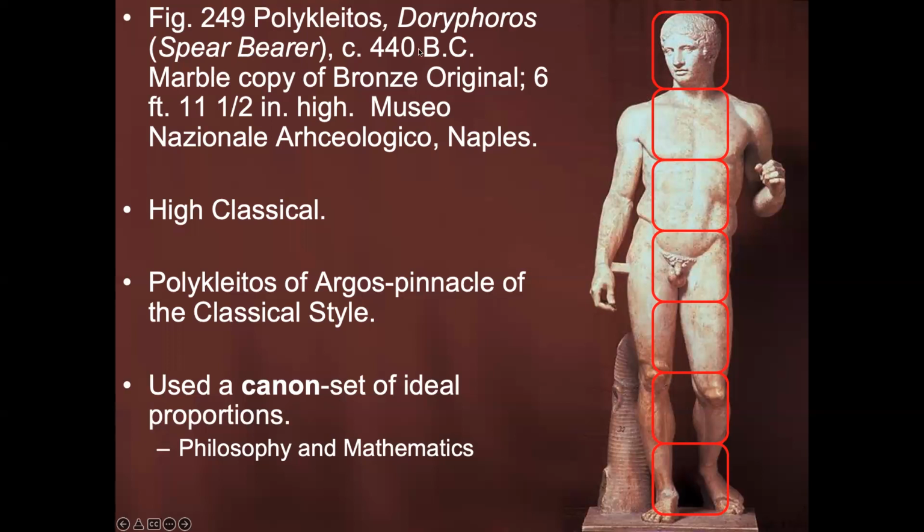So this one, Polykleitos, basically sets up a canon of proportions where a person is 1, 2, 3, 4, 5, 6, 7 heads tall. And all the other artists thought this was a really good proportion. It looked good. So if it looks good, it is good. So everybody copied this canon of proportions.